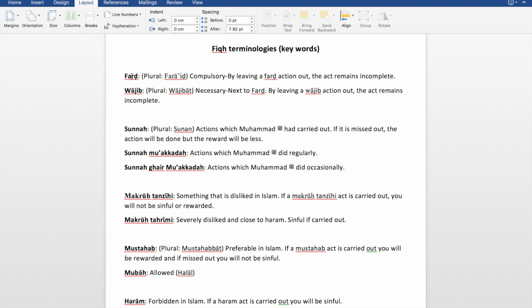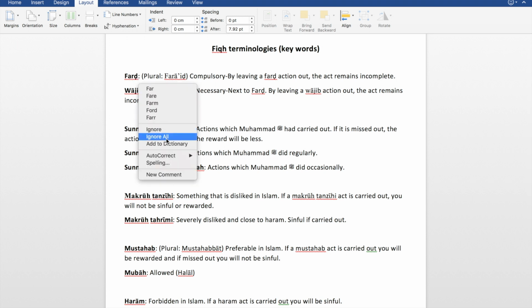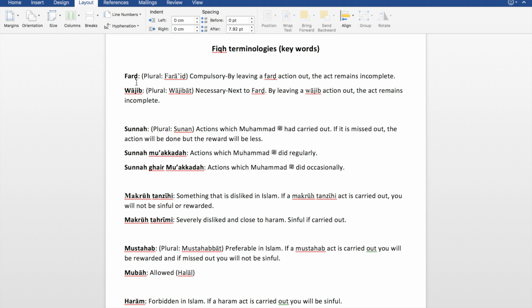Okay, so our first word is fard. Fard, and the plural is fara'id. The dot underneath the D is just to show you this is a dad, not a dal. Fard and fara'id. So the a, you stretch it, fara'id. Okay, so this means compulsory. By leaving a fard action out, the act remains incomplete.